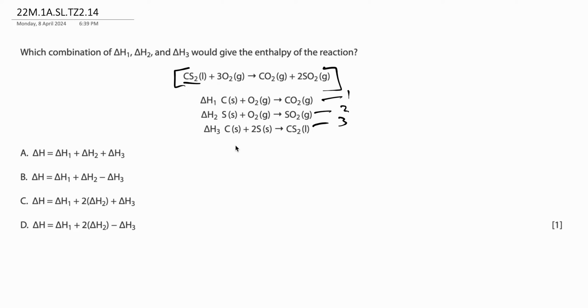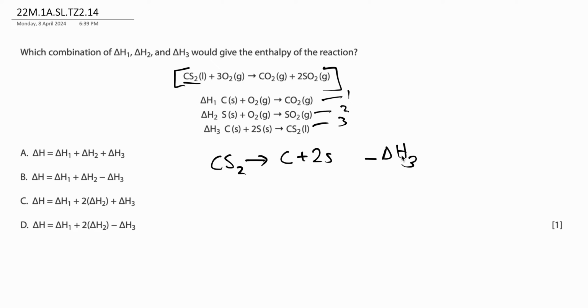But what's going to happen now is that delta H3 now becomes a negative delta H3. When you flip the equation, the sign on the delta H changes. So in this case I flipped the equation to get CS2 on the reactants, and so positive became negative.